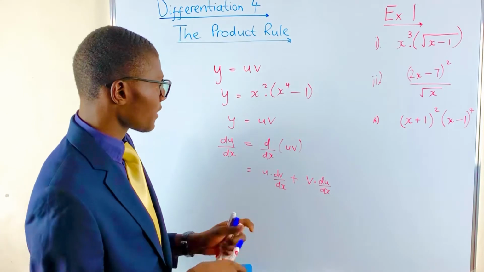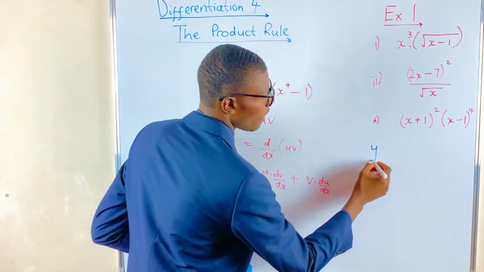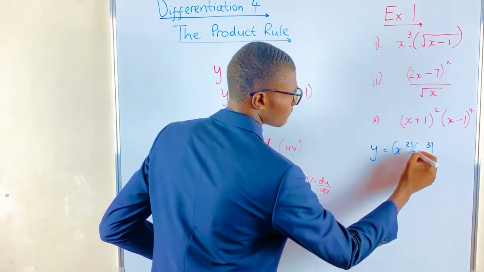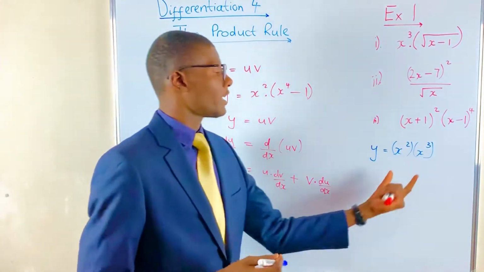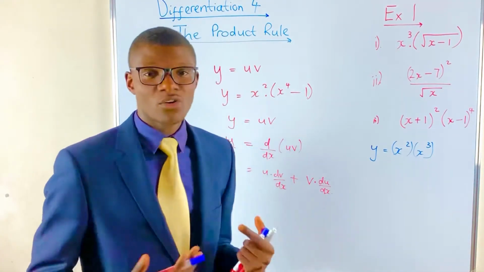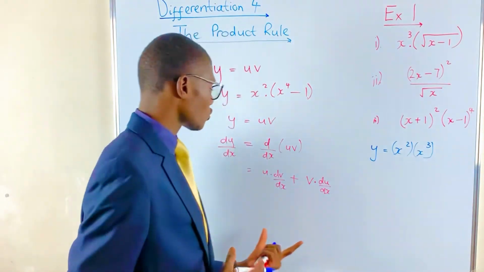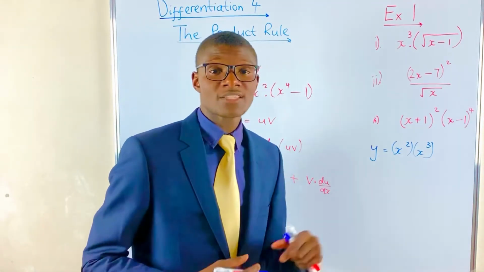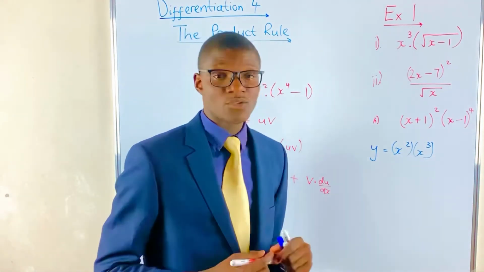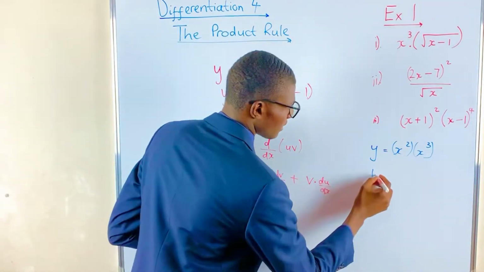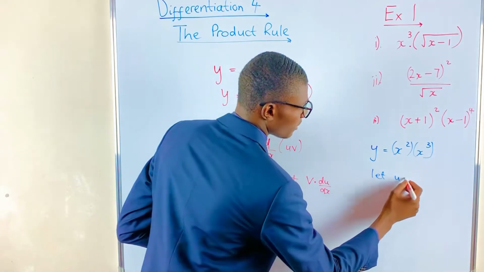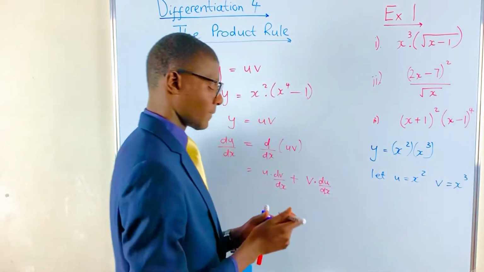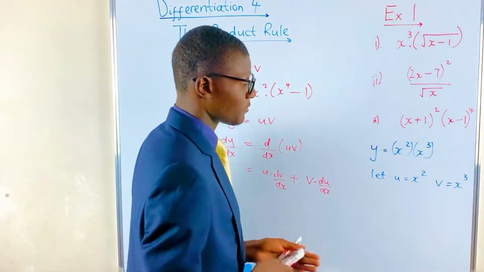Now say, for example, we've got a function y is equal to x squared times x to the power of 3. Of course, we know we can multiply out and just differentiate the normal way. But in a situation where we want to show how to apply the product rule, this function is made up of two functions, x squared and x to the power of 3. So we let u be equal to x squared and v be equal to x to the power of 3. And now we are going to differentiate.